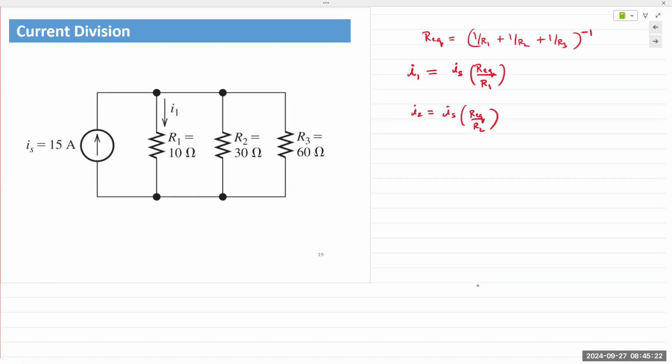One thing I'd like to point out, this is a little bit of a tangent. If you have a series connection of resistors, what is the Req? The sum, right? 10 plus 10 plus 10 plus 10, or 10 plus 30 plus 60, right? So 100 ohms if they're connected in series. What is the Req of this parallel connection? 1 over 10, 1 over 30, 1 over 60, and then you take the reciprocal.